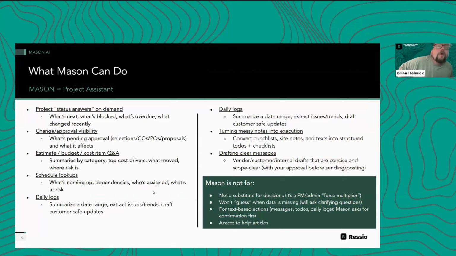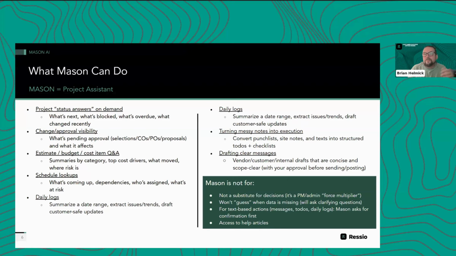There we go. All right, so what can Mason do for us? Well, he is, like I said, your AI project assistant. So he can get you project status answers on demand. So what's next? What's blocking? What's overdue? What changed recently? He can take a look at some of the change and approval visibility. Do we have purchase orders that haven't been approved by their vendors? Has the proposal been signed by the customer? Well, we need to get this information pretty quickly so that we know where we're going to be moving to next, what tasks are left up in the air.